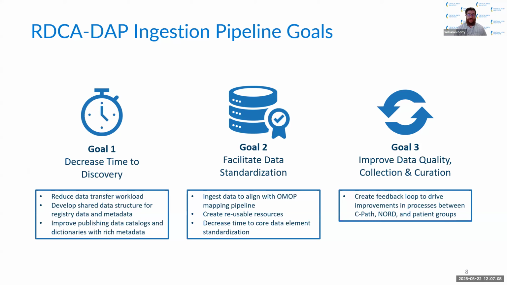The second thing that we wanted to do is facilitate data standardization. So we recognize that there's always going to be some manual work done, especially when you're working in the rare disease space, where there's different interests and needs that are based on that rare disease area. But we wanted to align the ingestion pipeline and the export structure with our OMOP mapping pipeline to create the common data model as much as we could.